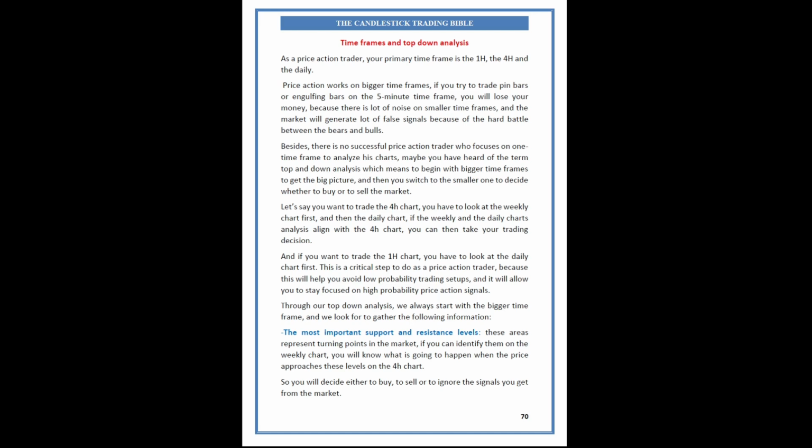Through our top-down analysis, we always start with the bigger time frame, and we look for the following information. So, the most important support and resistance levels. These are areas representing turning points in the market. If you can identify them on the weekly chart, you will know what is going to happen when the price approaches these levels on the 4-hour chart. So you'll decide to either buy, sell, or to ignore the signals you get from the market.